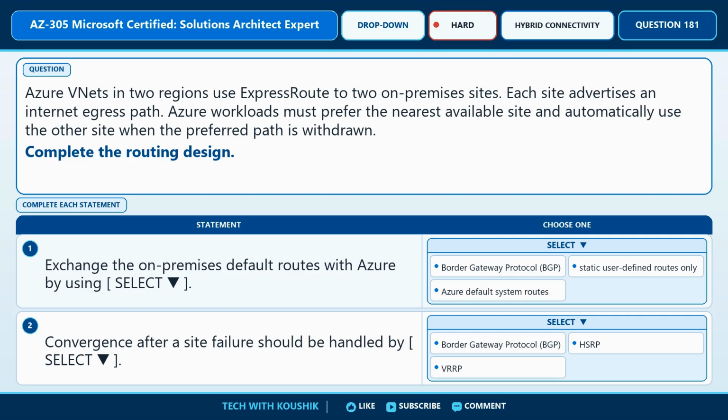Complete the routing design. The first statement reads, exchange the on-premises default routes with Azure by using the blank. Select from Border Gateway Protocol, BGP, static user-defined routes only, or Azure default system routes. The second statement reads, convergence after a site failure should be handled by the blank. Select from Border Gateway Protocol, BGP, HSRP, or VRRP.